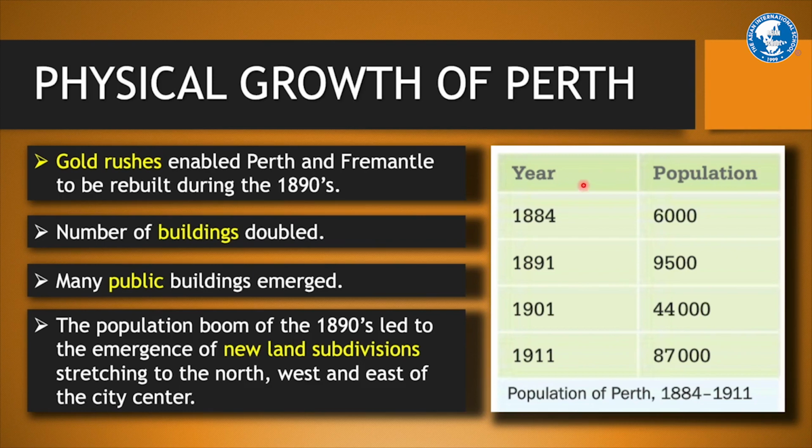Okay, now as you can see in our source, in 1884, there were only 6,000 people in Perth. But look at 1901. So from 6,000 to 44,000, and in 1911, the population doubled to 87,000. So that's the population boom in Perth.